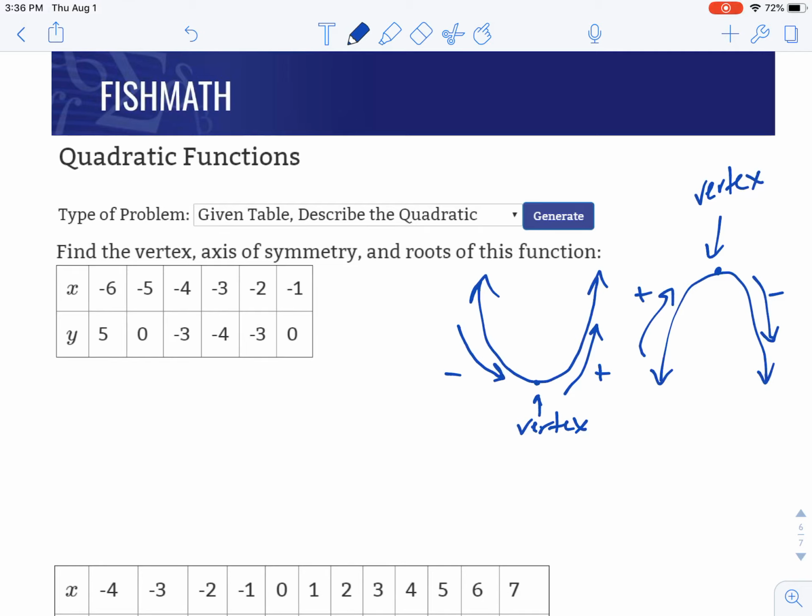So looking at your points here in the first table, we've got 5, 0, -3, -4, -3, 0. So you can see here we're decreasing down to -4. And then you start increasing up after -4. So at -4 is when it turns. So this point right here is going to be the vertex. And you can tell that that's right because on the other sides of it, they have the same y values.